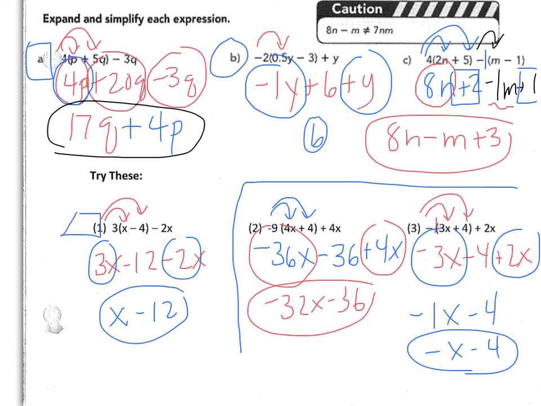So 3 times x is 3x. 3 times 4 is 12. We bring down the negative 2x. 3x and negative 2x equal 1x. And then you bring down your negative 12, so your answer is 1x minus 12, or x minus 12.